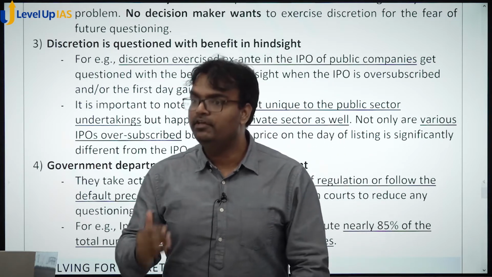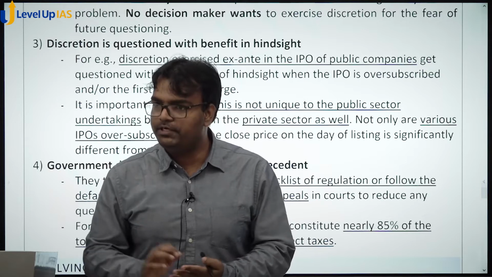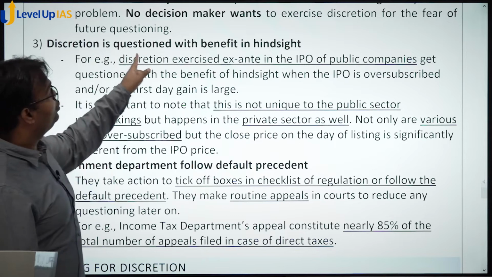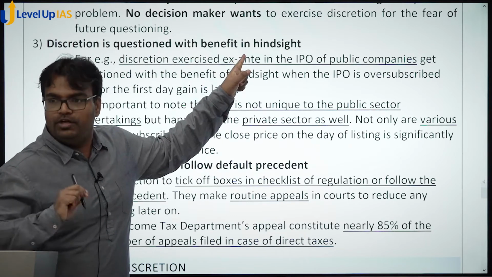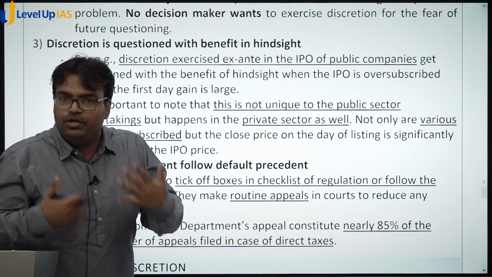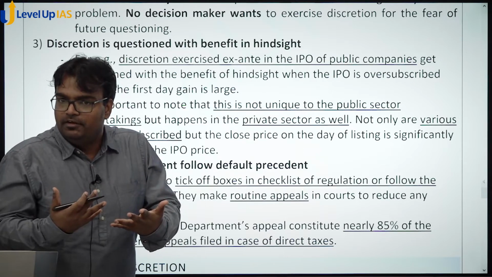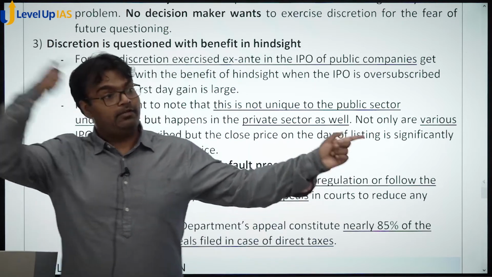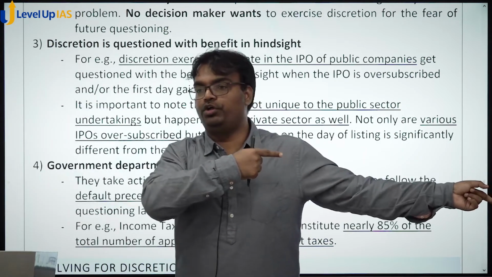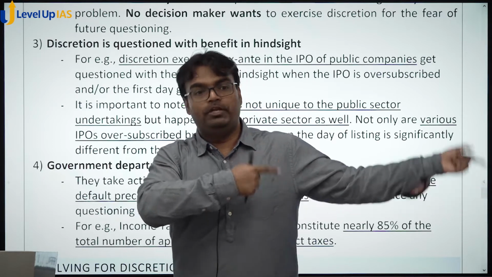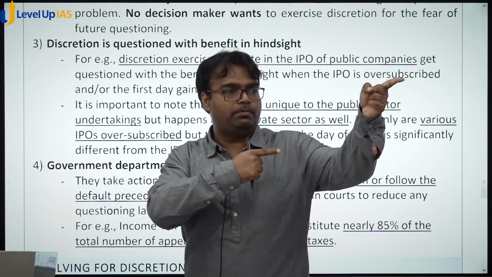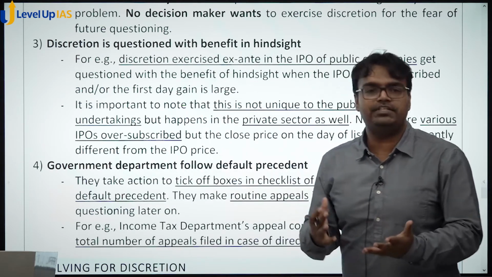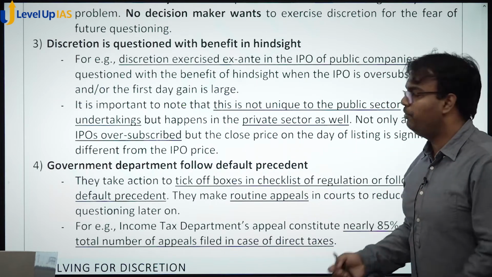So in the public sector, this happens. When a public sector company goes for an IPO, its value is predicted. But people do what is known as questioning discretion with benefit of hindsight. Based on the information that I had, I took a discretionary decision. But that is questioned with benefit of hindsight. Like after this is implemented, oh, you took a wrong decision. You benefited that organization. This is also because of over-regulation and not giving discretionary power to certain individuals who can take important decisions.